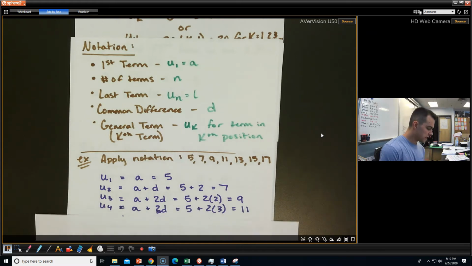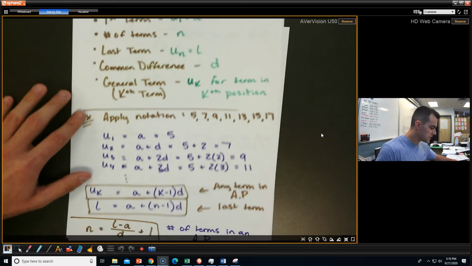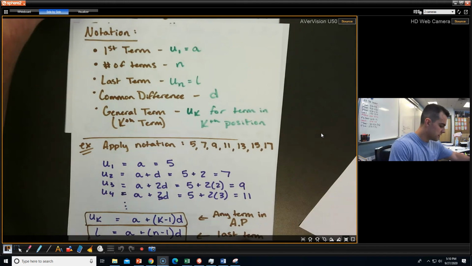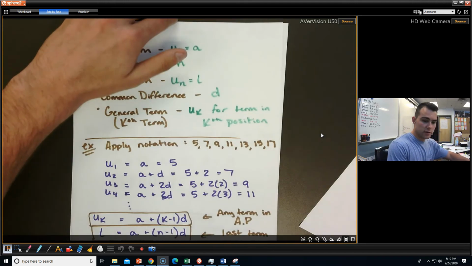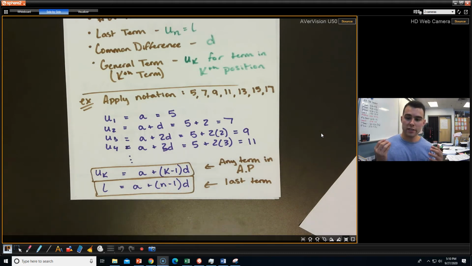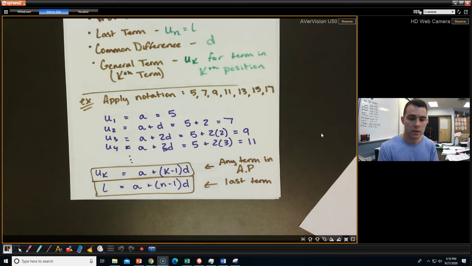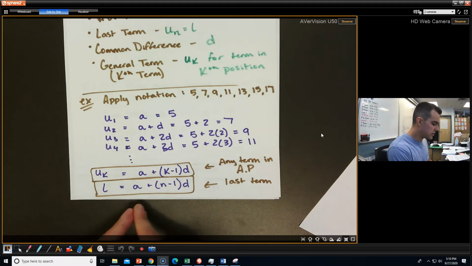And actually, if I were to continue this pattern forever and ever, this is what I would end up with, guys. I would end up with mu sub k equals a plus k minus 1 times the common difference. And that'll give me any term in an arithmetic progression. If you want the 512th term, you can use that to get that. Likewise, if you want the last term, this is L equals the first term plus n minus 1 times d.